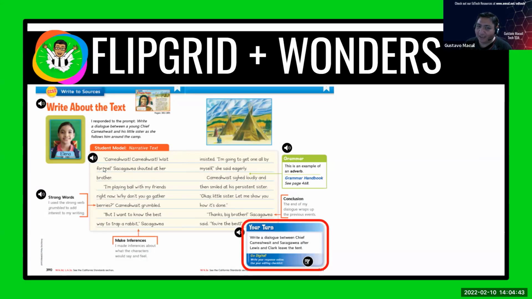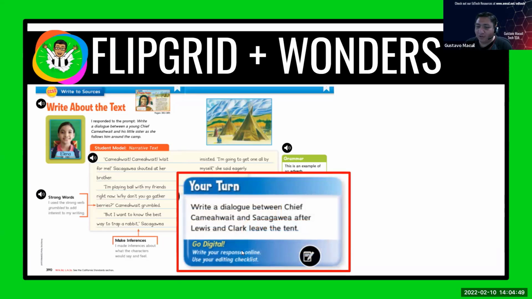Every week they have this activity inside their Readers Writers Workshop book. This one's kind of cool. It says, write a dialogue between Chief Kama White and Sacagawea after Lewis and Clark leave the tent. So they could actually write the dialogue and then perform it, right? That's something they could do in FlipGrid.